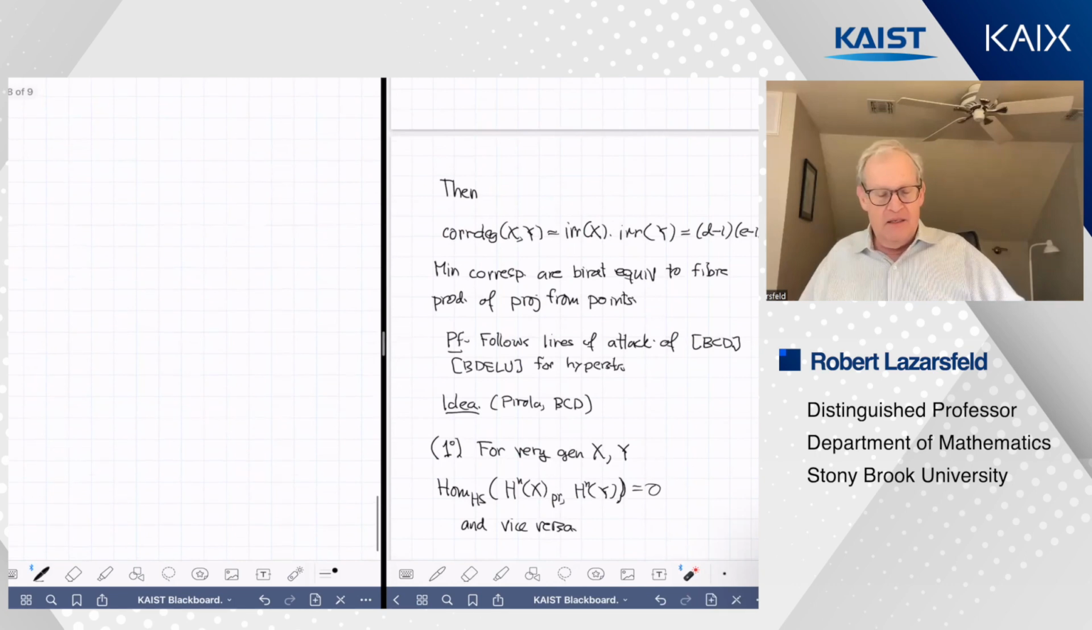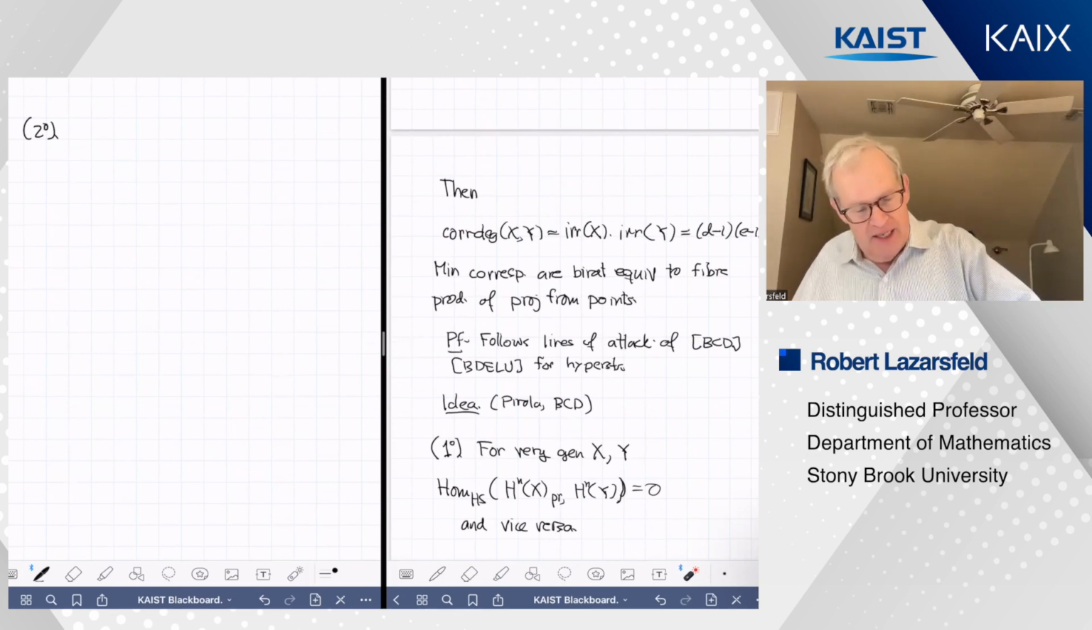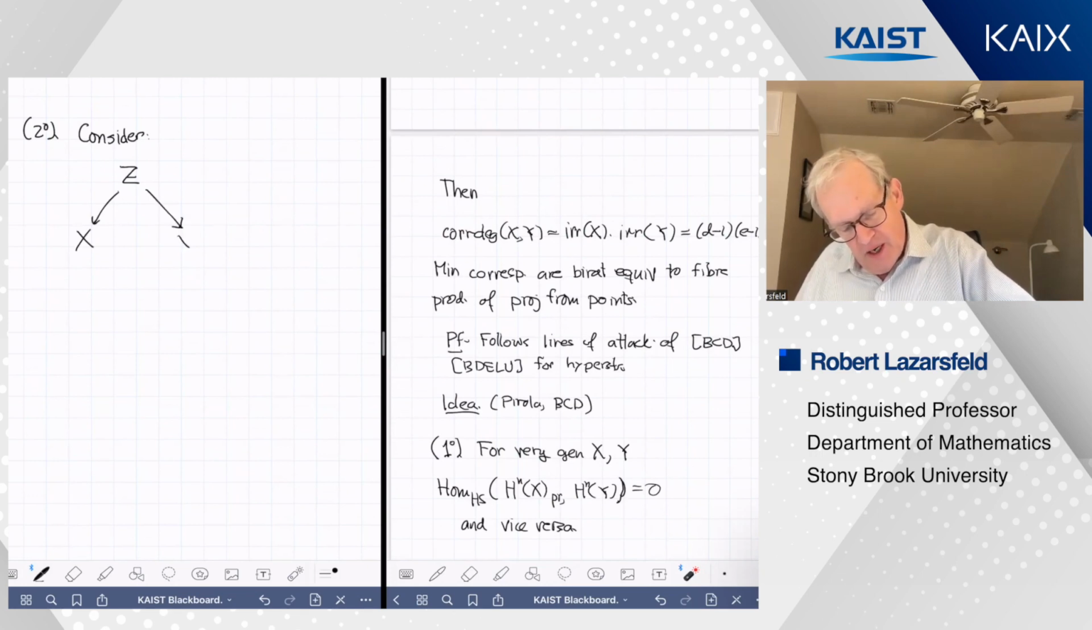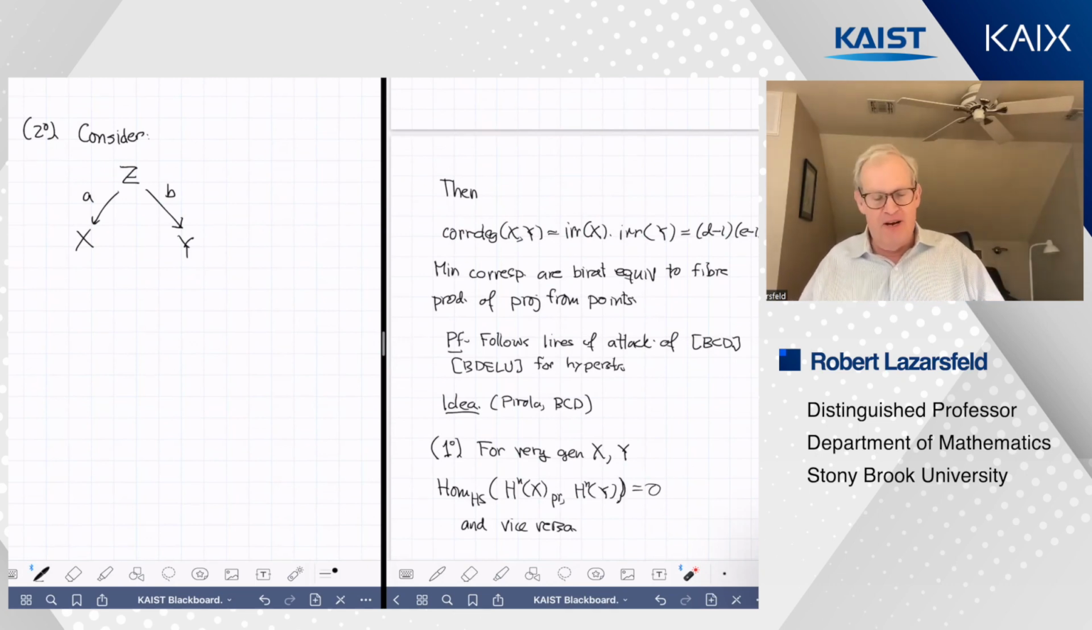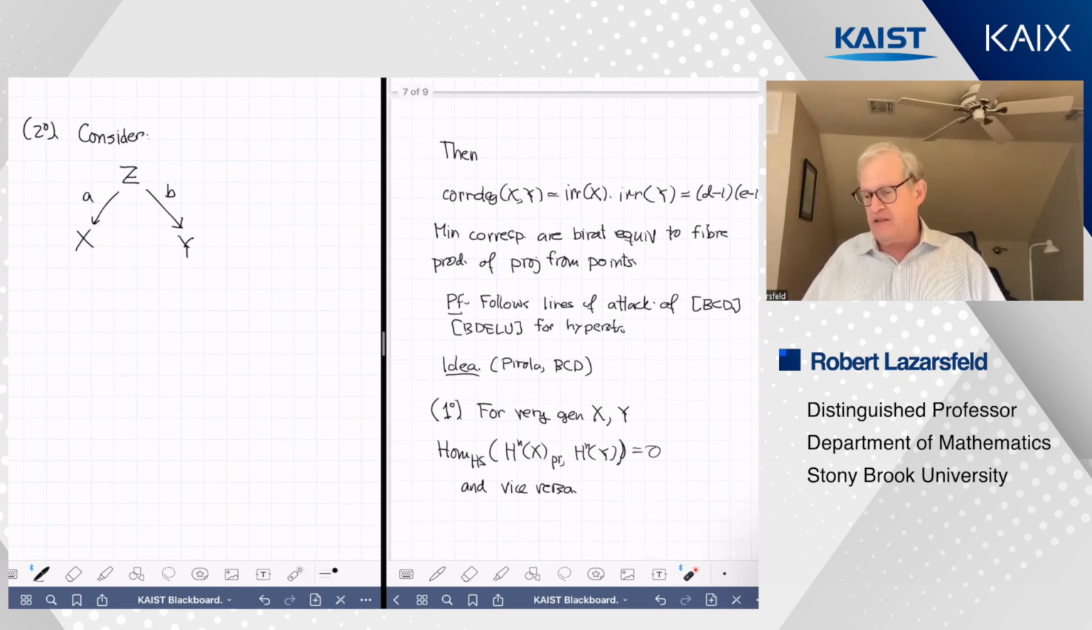Okay, so how does one use this to say anything geometrically? Let's consider a correspondence between X and Y. So we have Z mapping to X and to Y, and this is A and this is B. The situation is of course symmetric, but I'm going to break the symmetry just for notational purposes. I'm going to think of Z as giving a correspondence from X to Y.